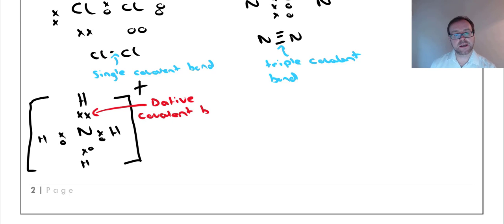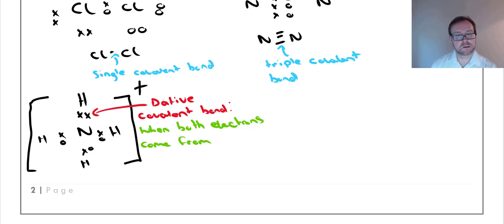We can define a dative covalent bond as when both electrons come from the same atom. Once we form this dative covalent bond, it's like any other covalent bond that you come across. The important thing to remember is that both electrons come from the same atom. It's usually when we're adding an H+ onto it. Not always, but usually.